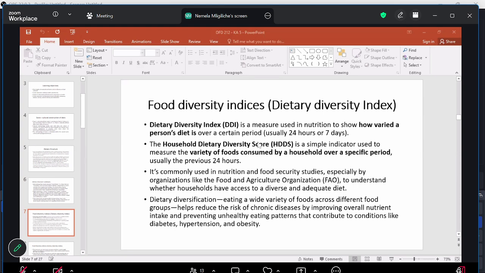Have you eaten meat? Yes, we give them 1. Have you eaten fish within 24 hours? Yes, 1. Have you eaten eggs? No, so we give them 0. So at the end we add these scores which are given to that household.